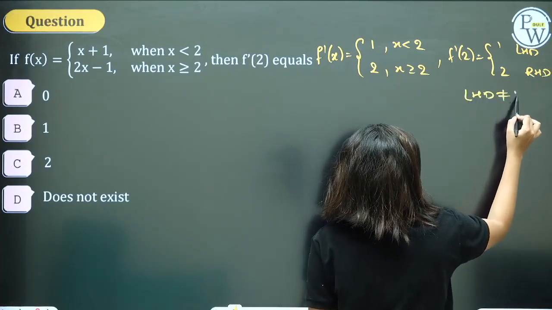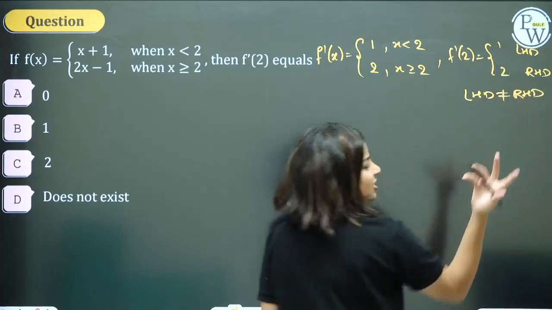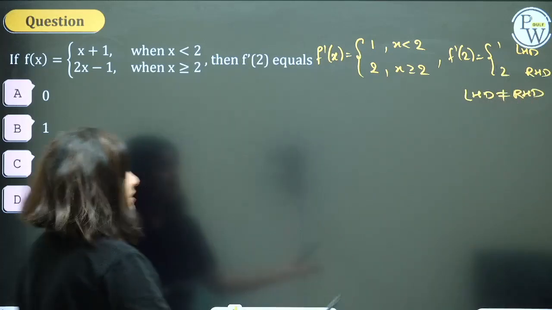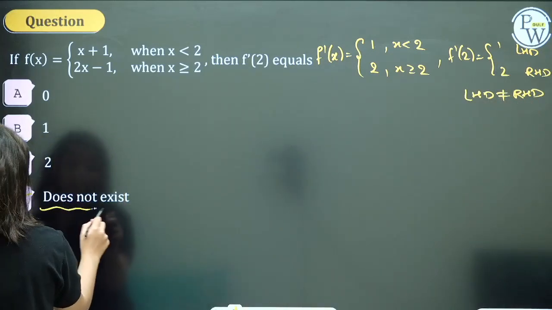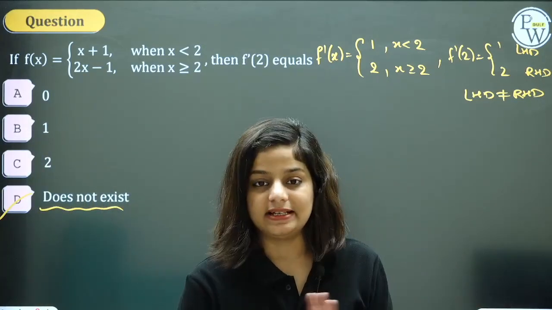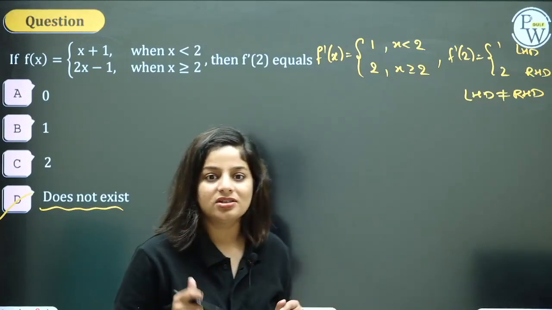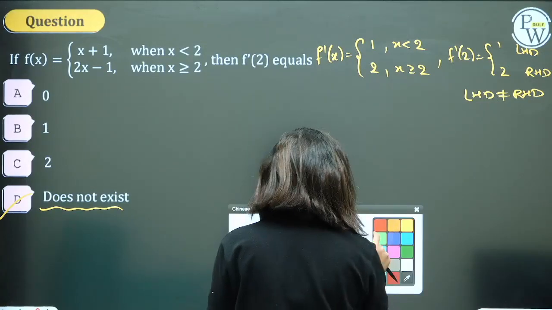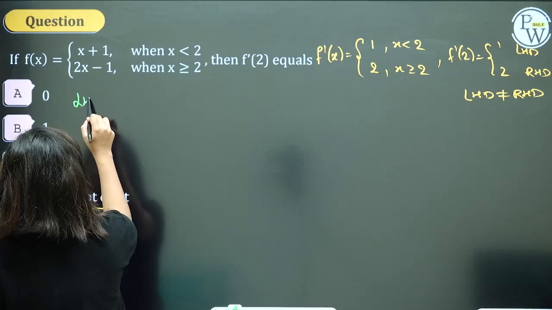Whoa. LHD is not equal to RHD. I mean 1 and 2 are not equal. So in that case, f dash of 2 does not exist. It is not differentiable. The derivative doesn't exist. Shortcut done. Now let's do the long method, which is the actual method of solving.